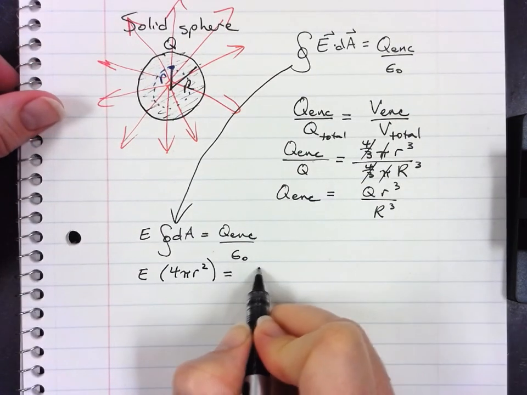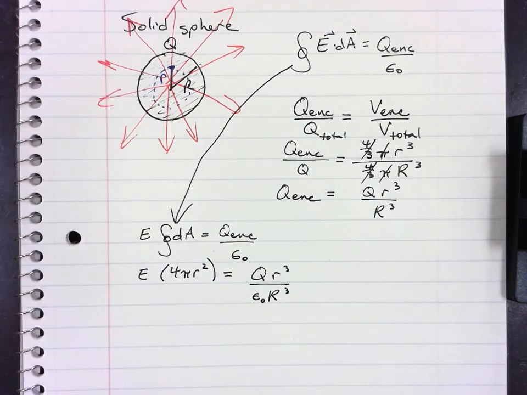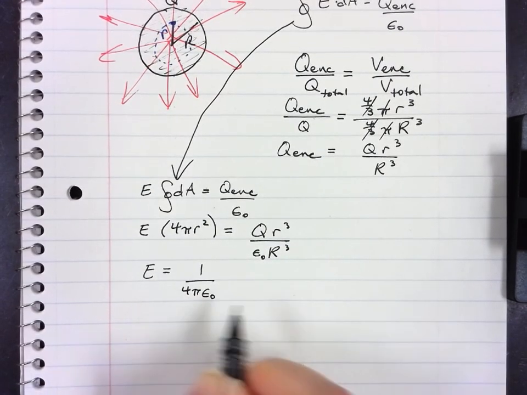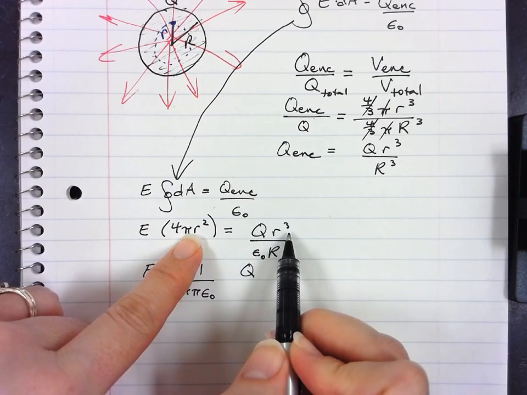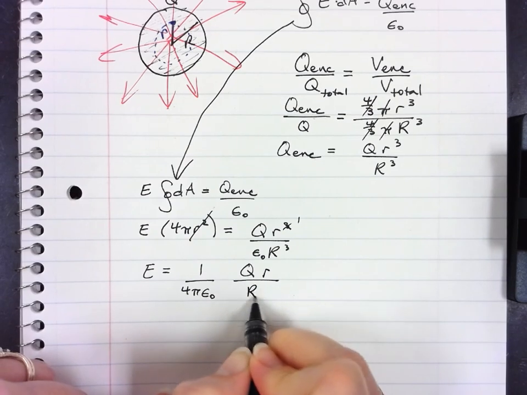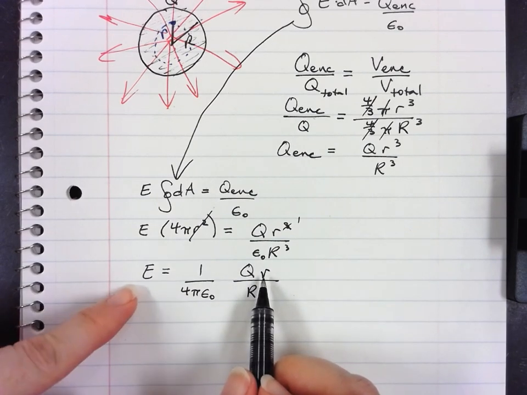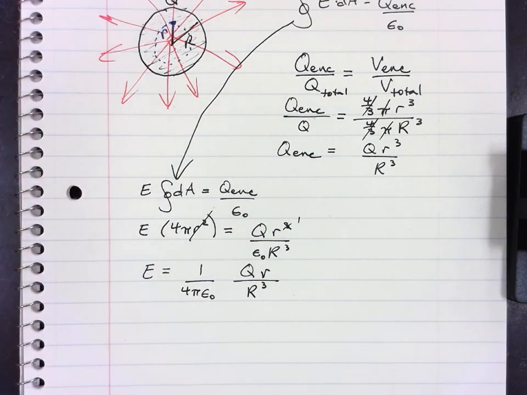Equals Q enclosed, which is this equation, Q r cubed over big R cubed, and then we also need to divide by epsilon naught. So we usually rewrite this, pulling the 1 over 4 pi epsilon naught to the front, and then we have a Q, and then notice the r's. This is an r squared, this is an r cubed. So this goes away, and this is just r to the first power. But we do keep big R cubed on the bottom. So what this equation says is if you're inside a solid sphere of uniformly distributed charge, the farther you go from the center, the bigger the electric field. Now, right when you get to the surface, things are a little different.